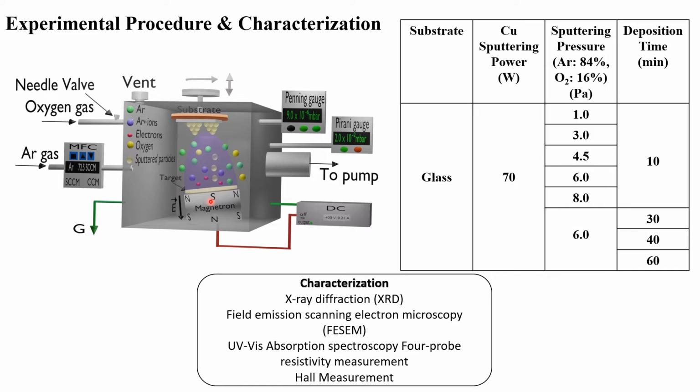A 99.99% pure copper target was sputtered in 84% argon and 16% oxygen plasma at 70 watt sputtering power at different pressures varying from 1 Pascal to 6 Pascal and different deposition times from 10 minutes to 60 minutes.